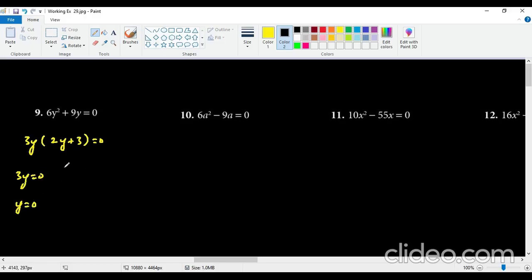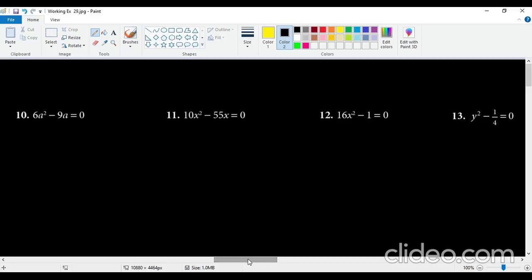When it comes to 2y plus 3 equals 0, that means 2y equals negative 3, and the other value of y is going to be negative 3 over 2. Moving on to the next question, which is question number 10.